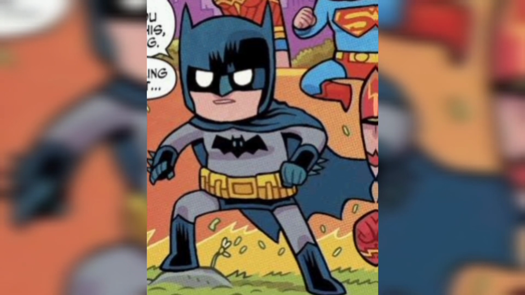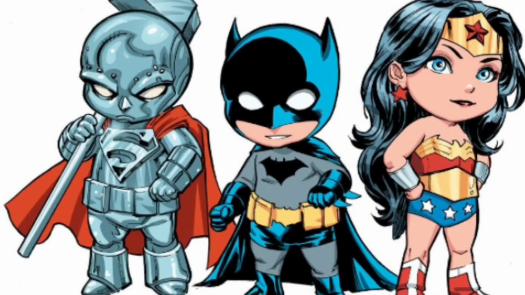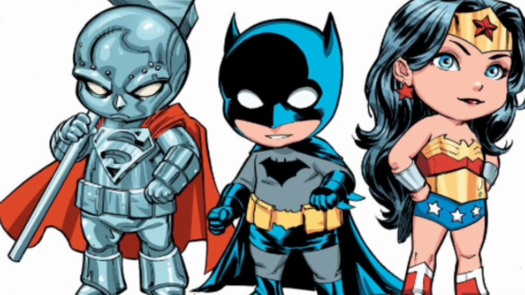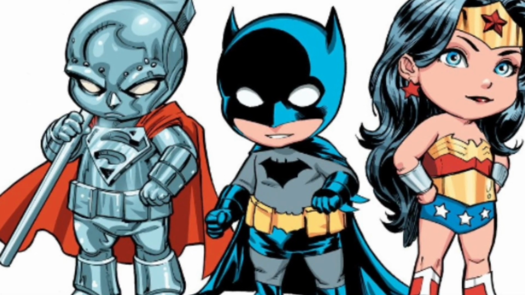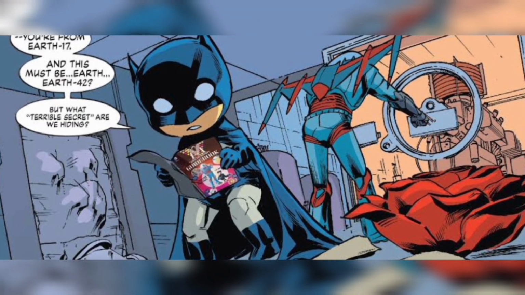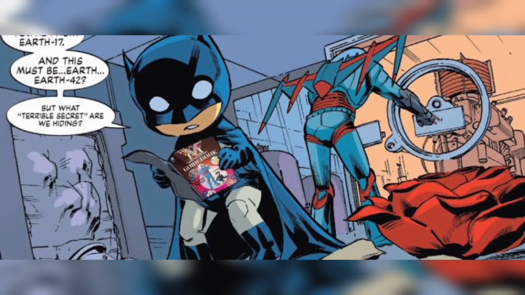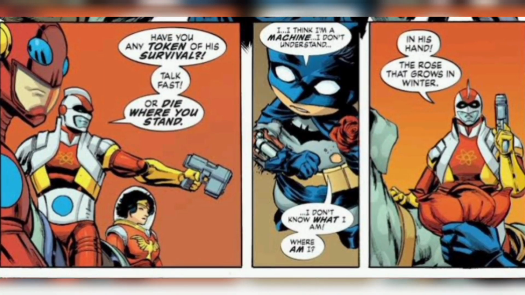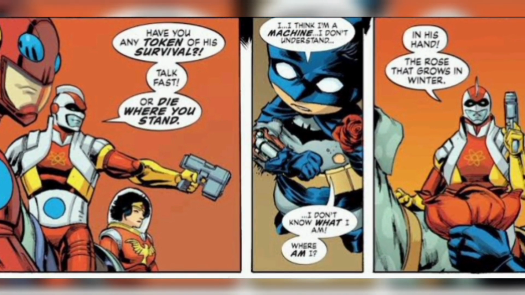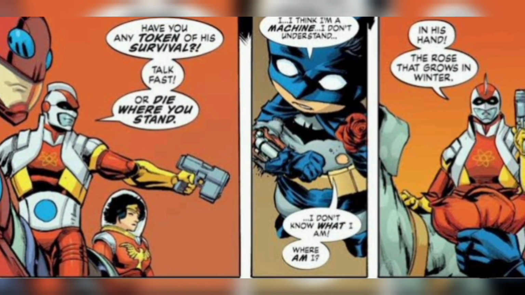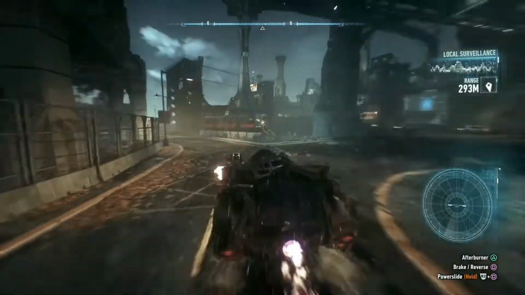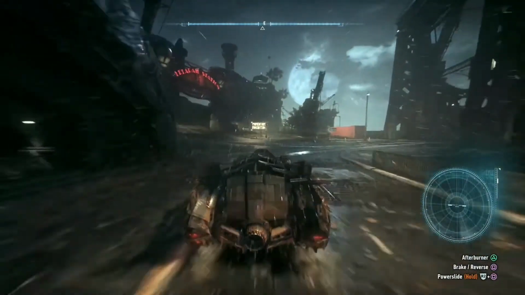Then there's Earth 42's Chibi Batman. On the New 52 DC Multiverse, Earth 42, a Chibi Batman exists as a member of the Little League, a group of childlike metahumans who focus on playing rather than fighting evil. However, the Little League members are not what they seem. They are actually robots controlled by the mysterious Unseen Hand, a shadowy force behind their actions.